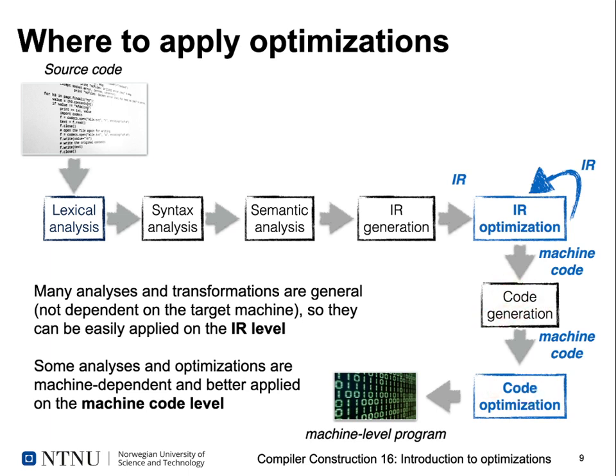We could still apply processor machine-specific optimizations here as a final step before we finally emit our binary program that we can compile and link and execute. So many of these analysis and transformations, as we'll see, are general, so they don't depend on the target machine, but only on properties of the program. So we can easily apply them on the intermediate representation levels, but some analysis and optimizations are better left until after we generated real machine code, so we can do some specific optimizations on that level too.